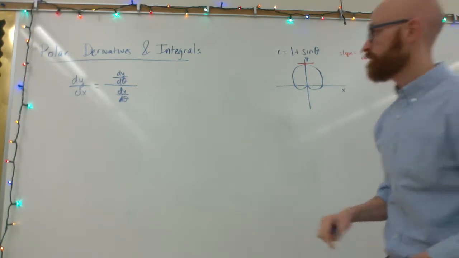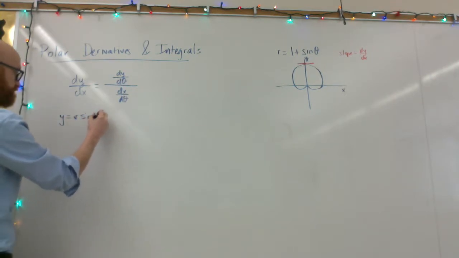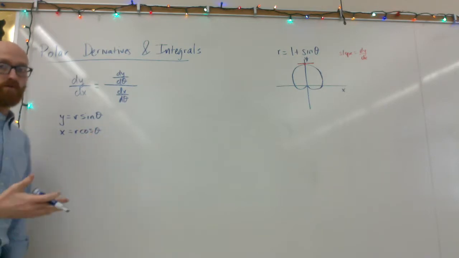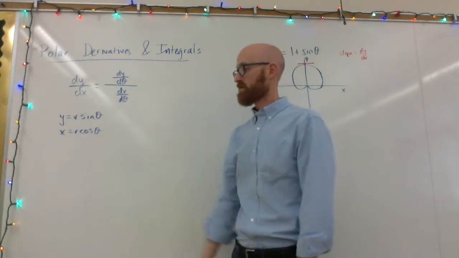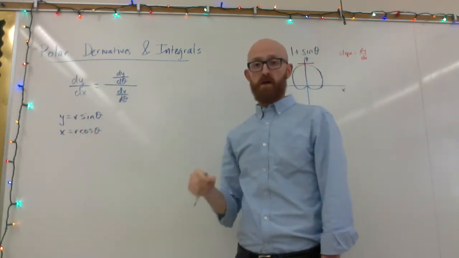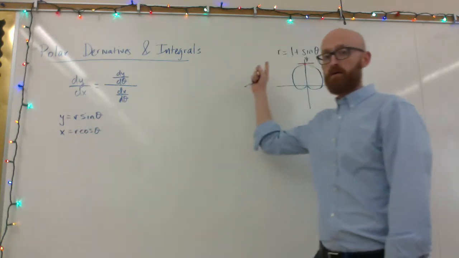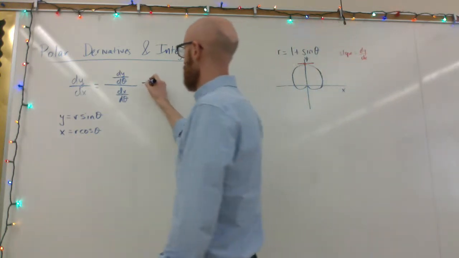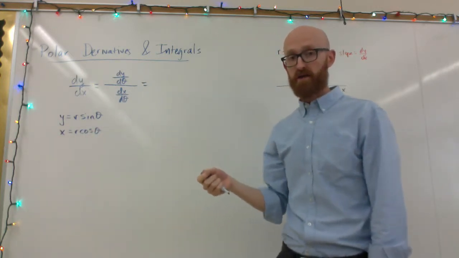Second thing to recall is that y was r sine theta and x was r cosine theta. You can go back a couple lessons, I think last lesson, and see where this information comes from. If we're taking the derivative of y with respect to theta, one thing we have to recall is that r is a function of theta. You can see it right here: r is the function 1 plus sine theta. So anywhere there's an r, we have to take the derivative of that with respect to theta.